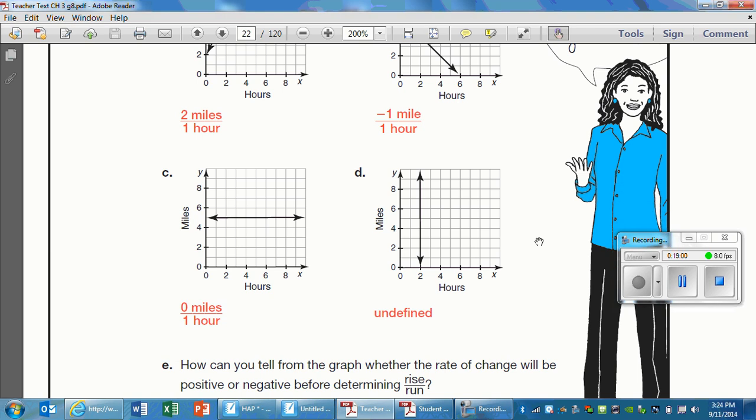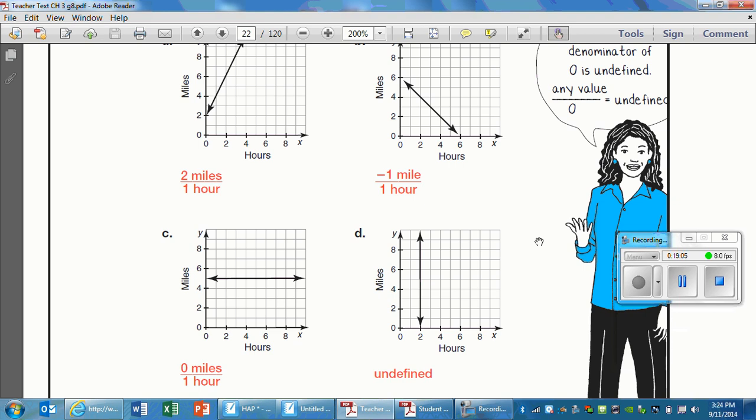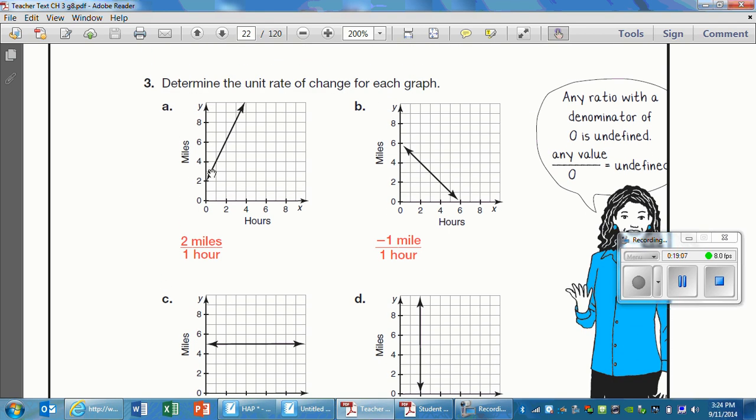E, how can you tell from the graph whether the rate of change will be positive or negative? So if we look up to these two up here, if the graph is growing, like I'm climbing a mountain, then it's positive. If it is going down, like with the skier, then it's negative because I'm getting closer to 0, or I could even go negative. So this one, positive, because it's a rise up. This one, I start here, but there's no opportunity to rise up. I fall down, so you know it's going to be negative.